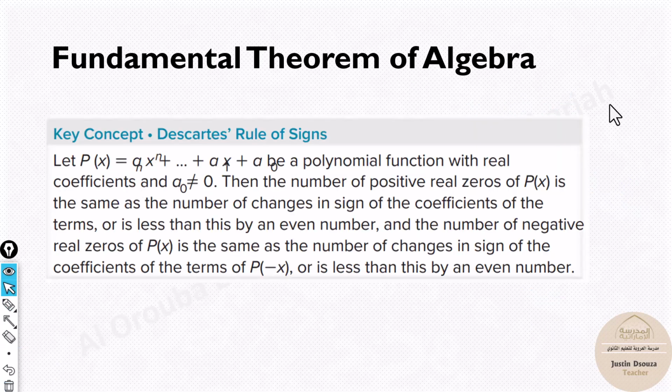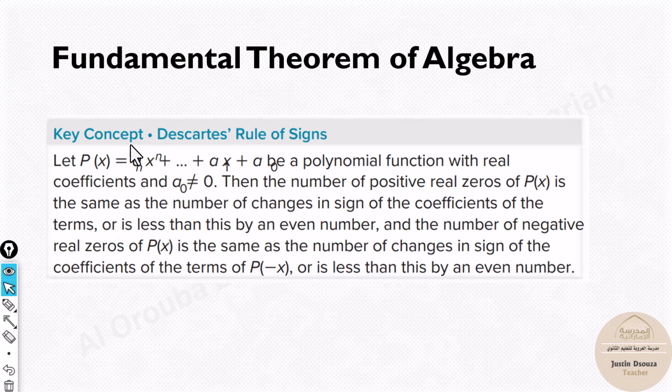And the last concept before problems is Descartes' rule of signs. René Descartes is a French mathematician. Usually their names are like that. Here what he says is, just by looking at the coefficients of the given equation, you can tell what the roots are. We will look into a problem, it's much easier, I'll explain it there.